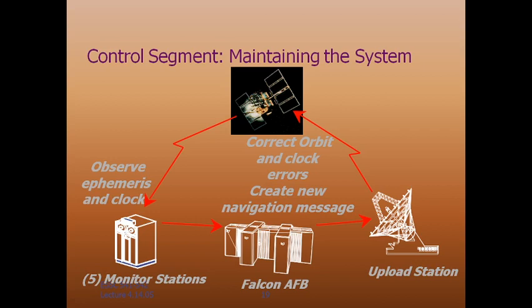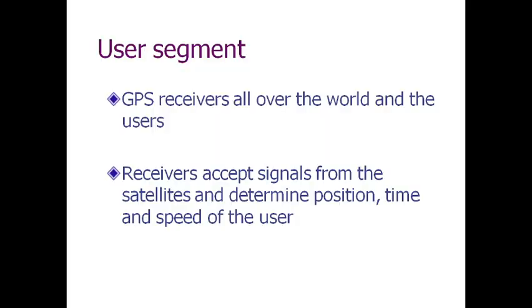So the last segment is the user segment. User segment, as we know, is the GPS receivers all over the world and the users themselves. If I have a GPS receiver, I'll be able to receive signals from different satellites in my skies. And using the information collected from these satellites, I'll be able to calculate my position and my speed. If I'm traveling in a vehicle or an automobile, I will be able to calculate my speed.